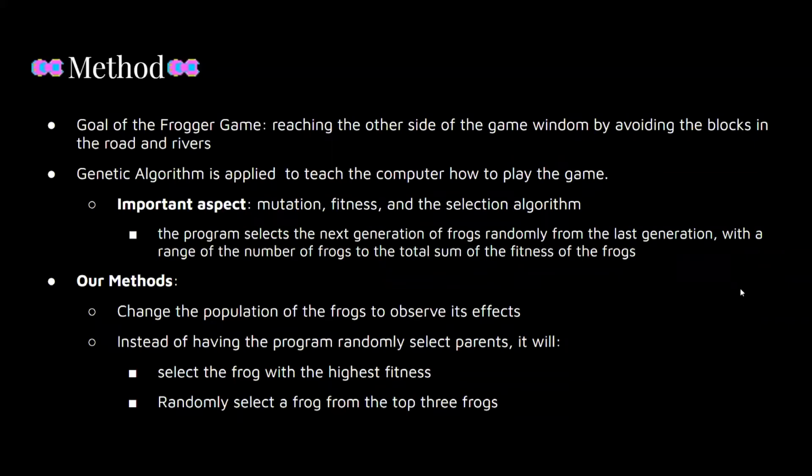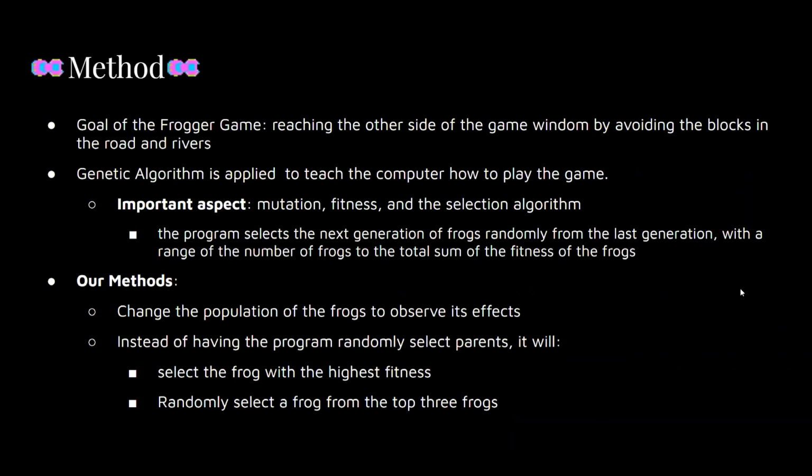The goal of the Frogger game is to reach the other side of the game window by avoiding cars, logs, and stepping on turtles to cross the river. A genetic algorithm is applied to teach the computer how to play this game. The important aspects of the algorithm include mutation, which is which direction each frog will take, the fitness, how far each frog gets, and the selection algorithm for the parents and the frogs themselves in the next generation.